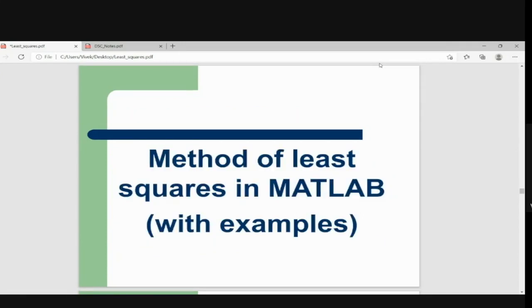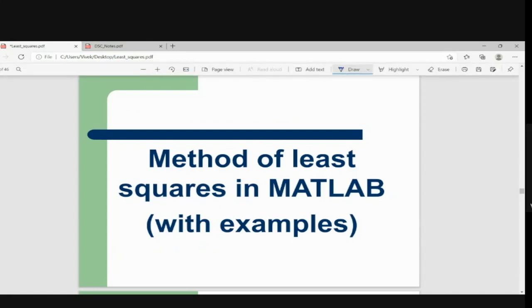Now we'll tell you how this can be done in MATLAB. This will be covered in another lecture. I hope this is clear to you. I hope that this preliminary lecture on the least square method is clear to you, and that it will be helpful whenever you have data points and you want to approximate them, or fit a curve to the given data points with the help of the least square method.